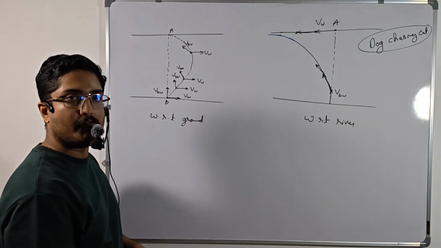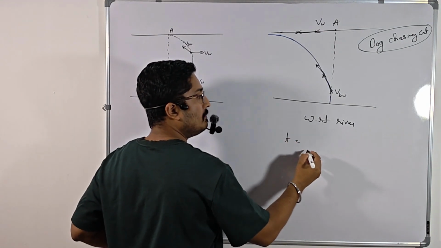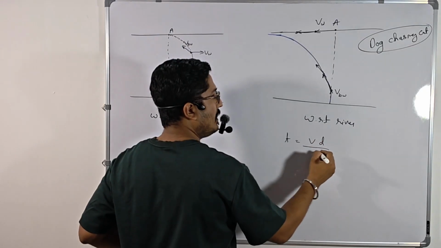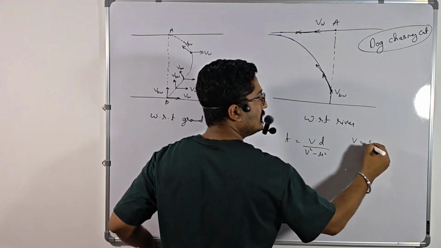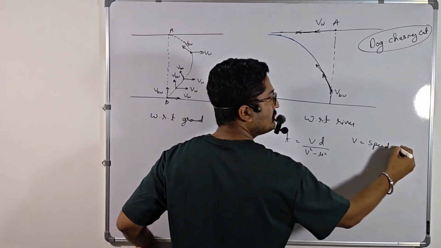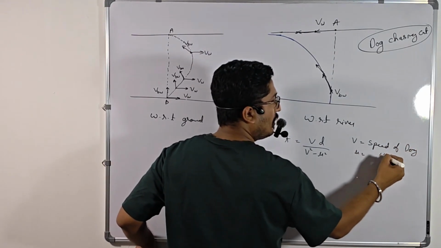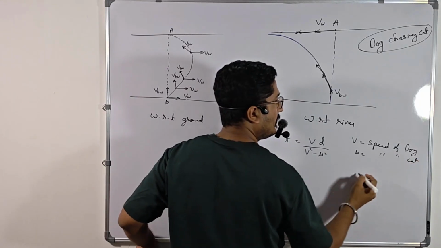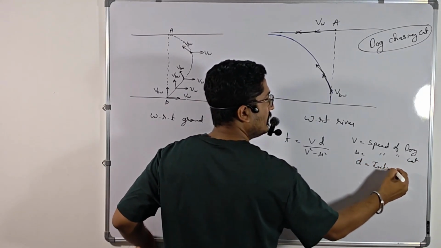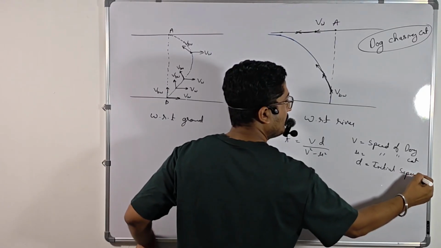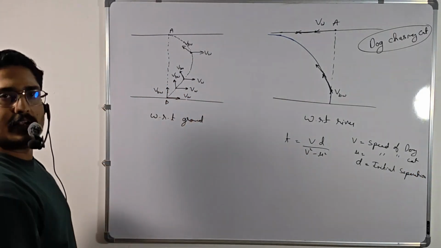We have directly a formula, a derivation has been done there, and we get a time formula. The time is equal to v times d divided by v squared minus u squared, where v is the constant speed of the dog, u is the constant speed of the cat, and d is nothing but the initial separation. Initial separation, that's it.